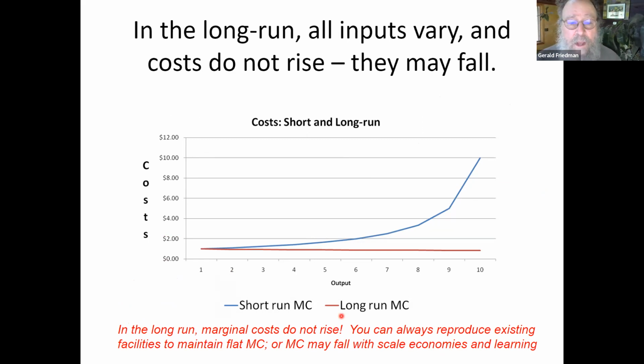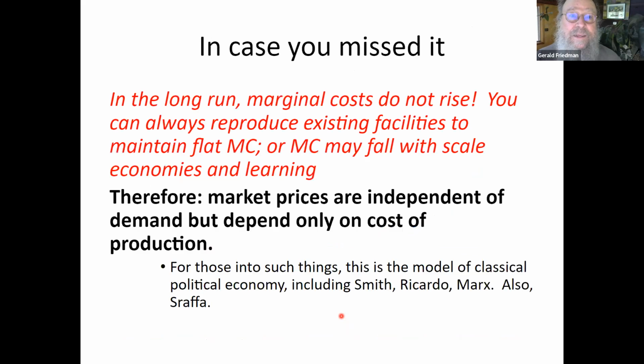In the long run, though, marginal costs don't rise because you can increase everything and you benefit from economies of scale, learning by doing, greater division of labor. In case you missed it, this is upward sloping marginal cost curves, the basis of upward sloping supply curves, which is the basis of the supply curve intersecting the demand curve at a point of equilibrium.